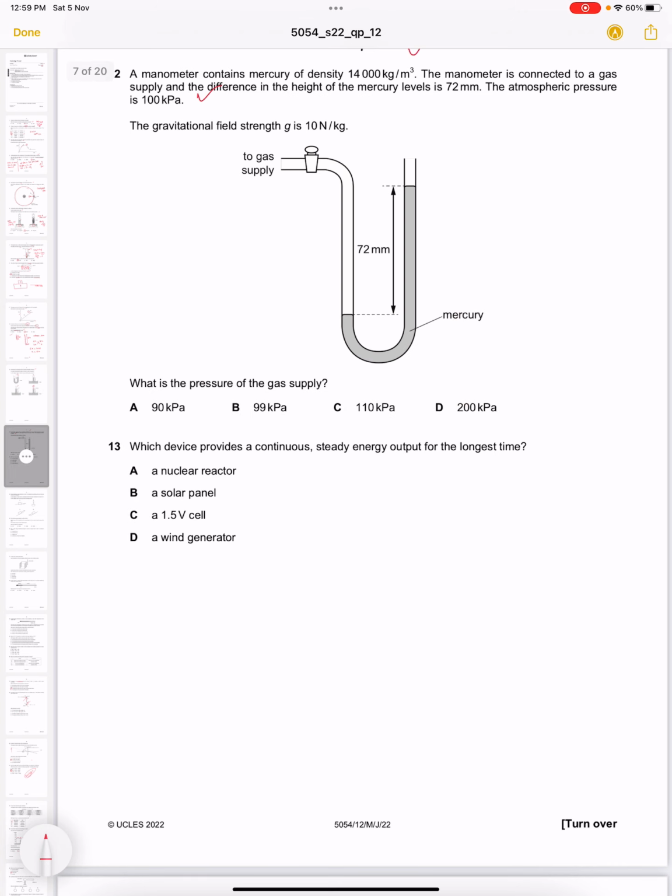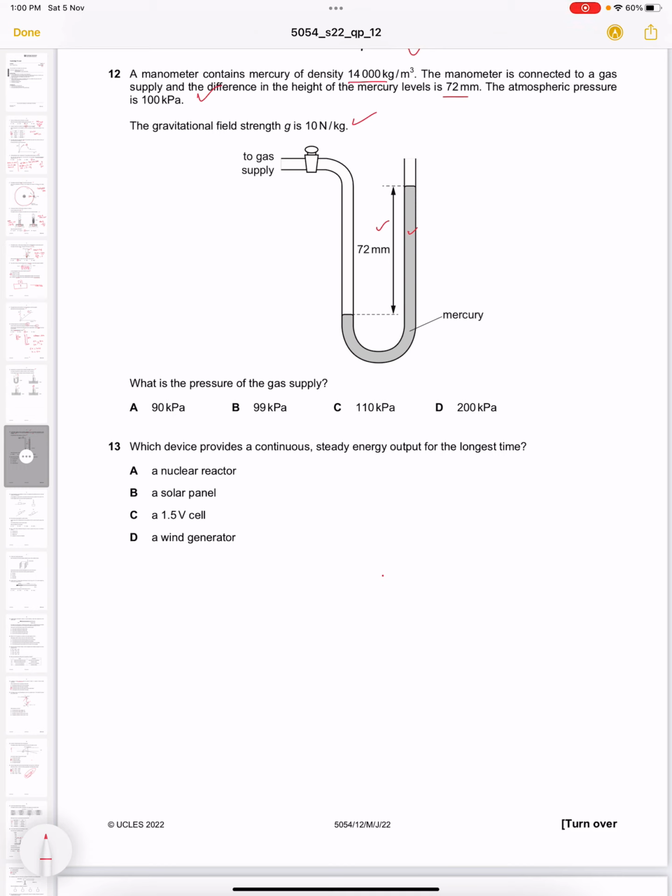Next question. A manometer contains mercury of density 14,000 kg per meter cube. So this is the density of mercury inside it. The manometer is connected to a gas supply and the difference in the height of mercury levels is 72 millimeter. It is clearly mentioned in the diagram as well. The atmospheric pressure is 100 kilopascal. The gravitational field strength is 10 Newton per kg. So what is the pressure of the gas supply?